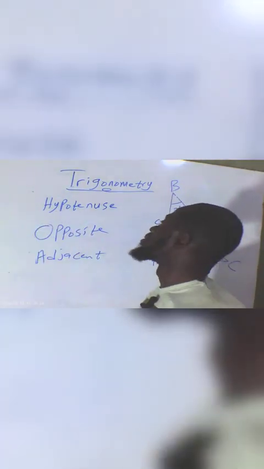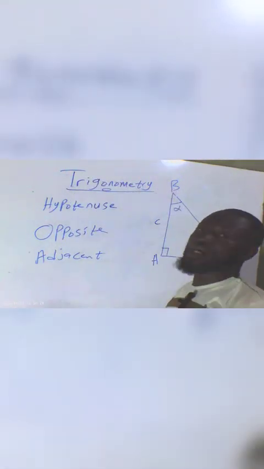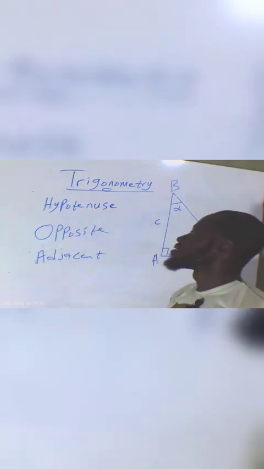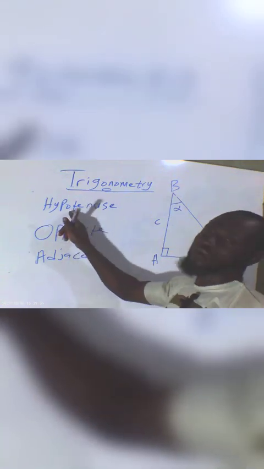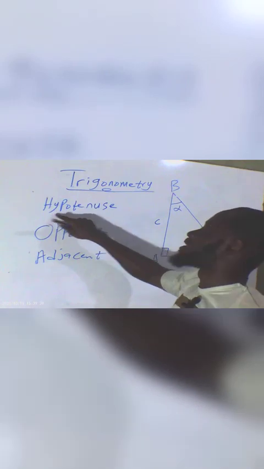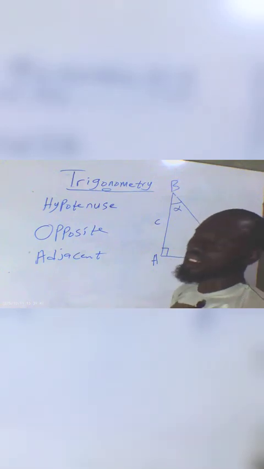You are welcome back. Today I want to talk about trigonometry, and I want to define hypotenuse, opposite, and adjacent. What is the meaning of hypotenuse? Hypotenuse is a side facing the right angle in a right angle triangle.